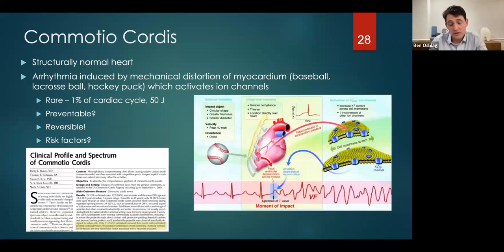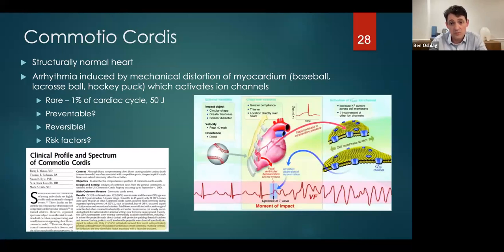Is it preventable? We're not really sure. They've done a lot of testing where they shoot baseballs at sedated pigs to induce ventricular fibrillation. They're kind of gruesome if you read them. And we don't seem to really have chest protectors that do a good job of preventing it. But it is thankfully very, very rare just because of everything that needs to line up exactly right for it to happen. But it is reversible.